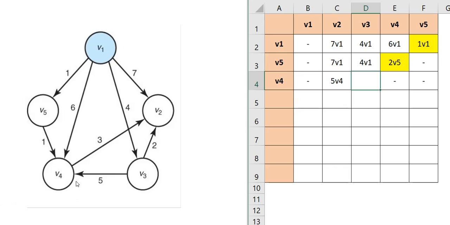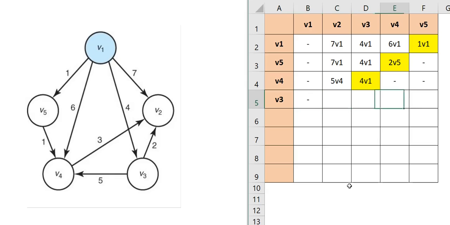V4 to V3: there is no direct path, so it is infinity. Infinity plus 2 is also infinity, so we will ignore this solution and keep the previous one for V1. Similarly, as we did earlier, we have to pick the shortest one and make it our partial solution. So the next vertex is going to be V3.